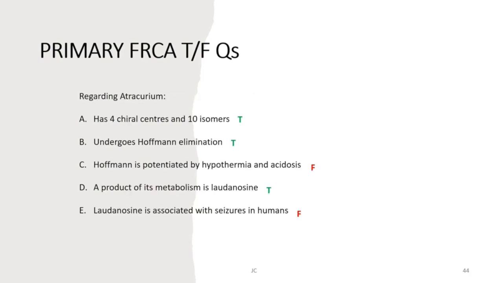Regarding atracurium, it has 4 chiral centers and 10 isomers. True. True. Undergoes Hofmann elimination. True. True. Hofmann is potentiated by hypothermia and acidosis. False. False. Yeah. A product of its metabolism is laudanosine. True. True. And laudanosine is associated with seizures in humans. False. False. God, it's too easy. Sorry, guys.